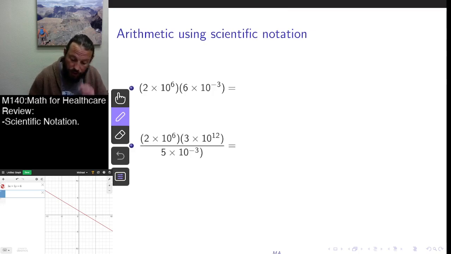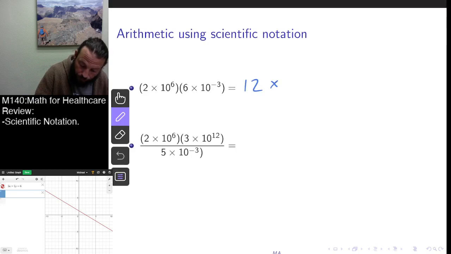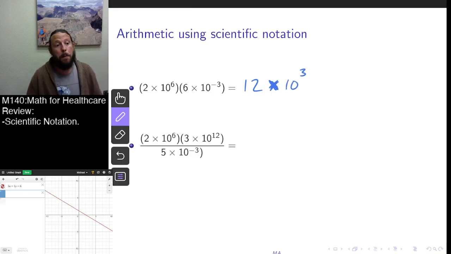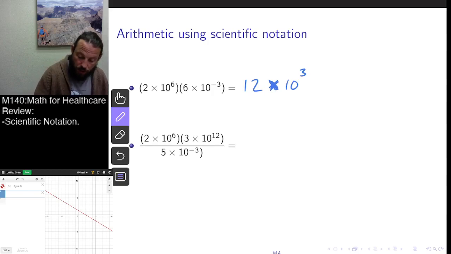All right, so here we could simply say, okay, so this is 6 times 2. That is 12 times 10 to the 6th times 10 to the negative third. We've learned they're the same base, so we add the exponents and we get 10 to the third. Okay. Now, however, for scientific notation, we only want one digit in the ones place.